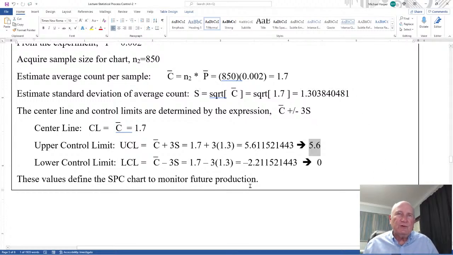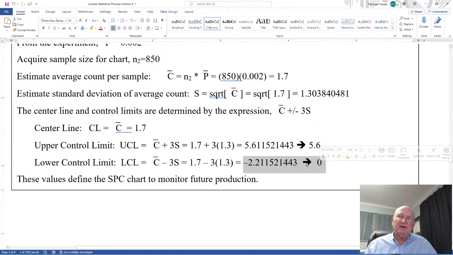But for the lower control limit, it turns out to be a negative number. Well, in the C chart and the P chart and the R chart, which we'll do in here, you never report negative numbers as limits. You can't have a negative count. The minimum count is 0. So we round this to 0. We always round negative numbers to 0 for the C chart.